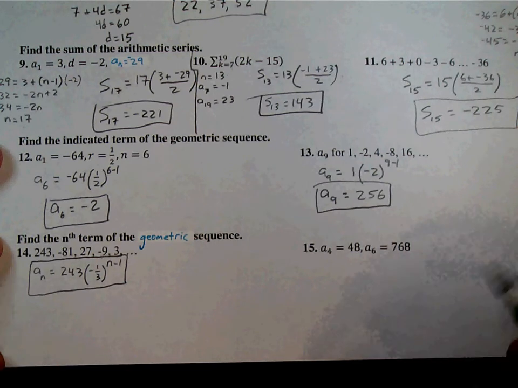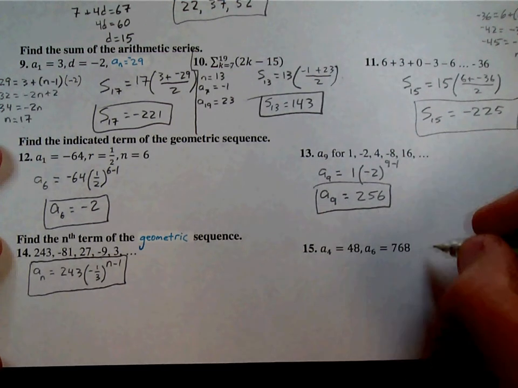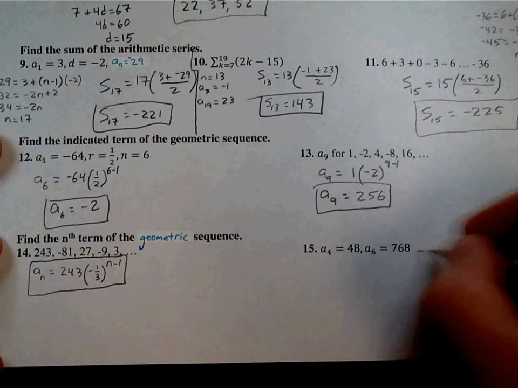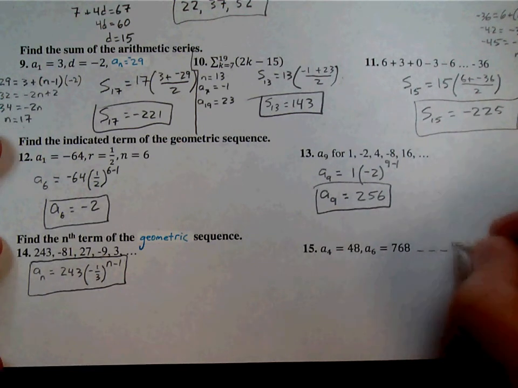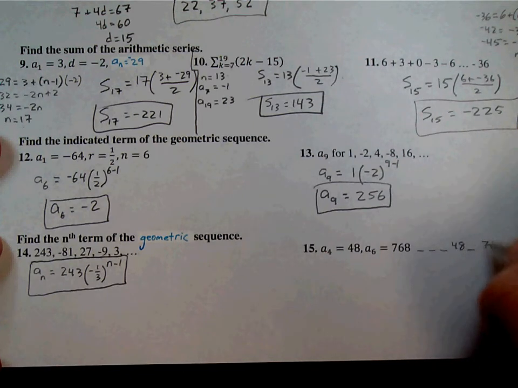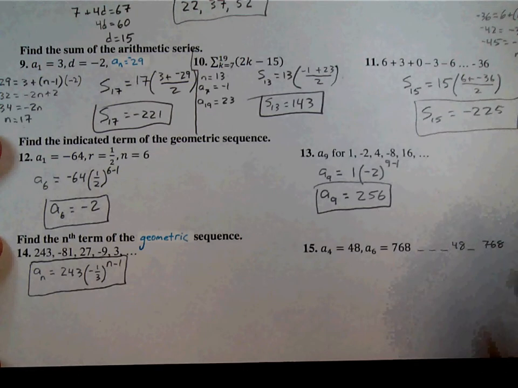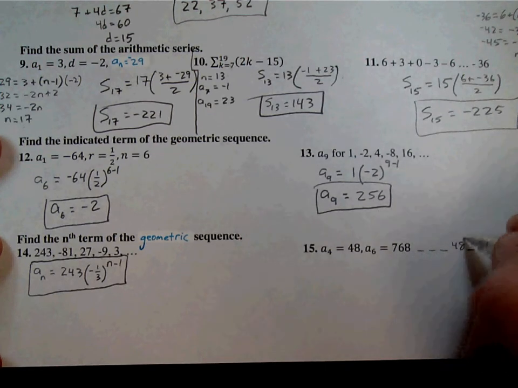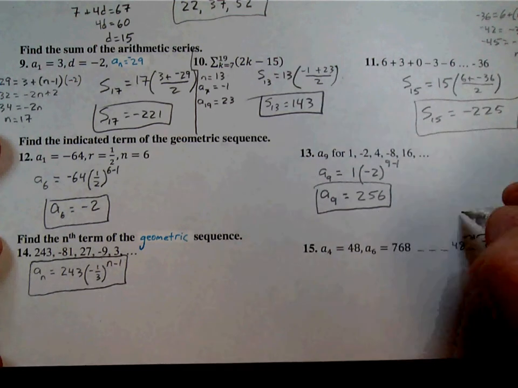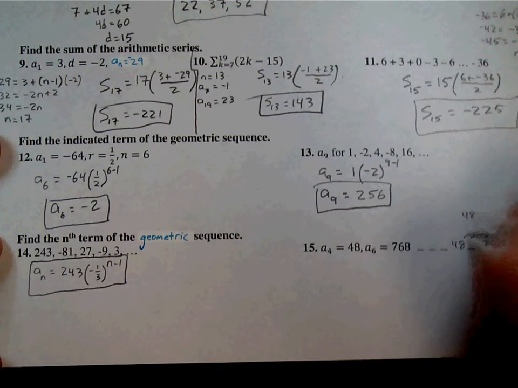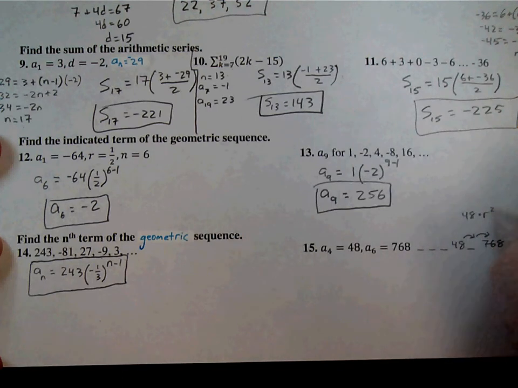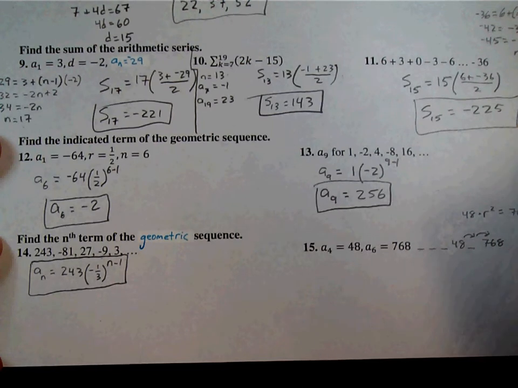Number 15. We might want to illustrate this because it doesn't start with the first term. We'll have to find that. I don't have the first, second, or third terms. The fourth term is 48. Fifth term I don't have. Sixth term is 768. So as I move forward from one term to the next, I take 2 steps. So start at 48. This time, since it's geometric, I'm multiplying by r. So I multiply by r and then multiply by r again, which means in total I've multiplied by r squared, which brings me to 768.